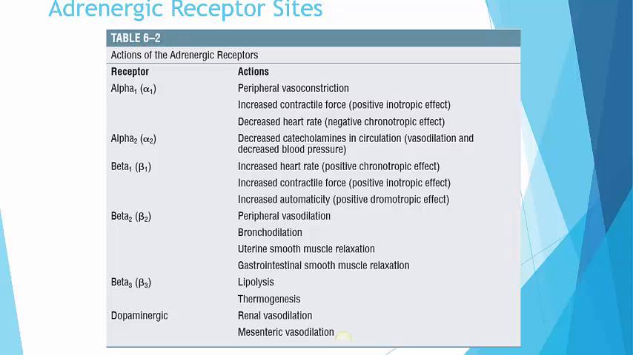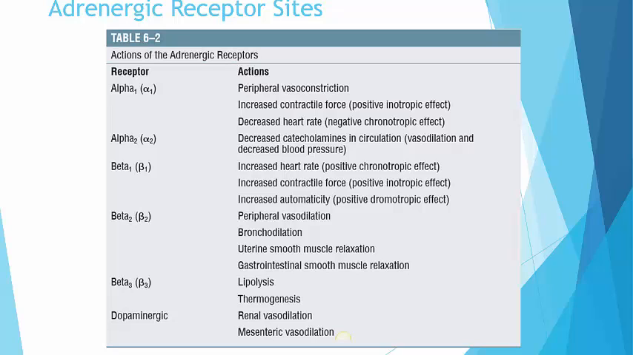So your alpha 1, its primary action is going to be peripheral vasoconstriction. So this is going to help vasoconstrict, which is going to kind of shunt or redirect blood flow as needed. This is going to have a positive inotropic effect on the heart, so it's going to increase the contractile force of the heart, and it's going to decrease the heart rate, which will have a negative chronotropic effect on the heart. Now your alpha 2.